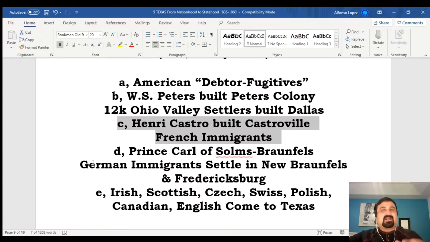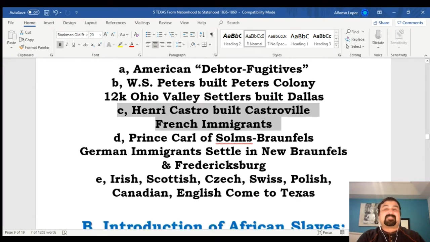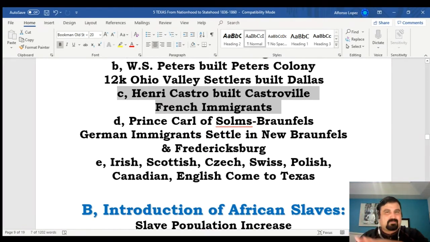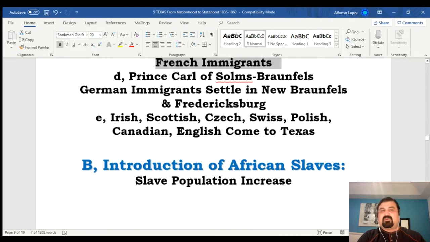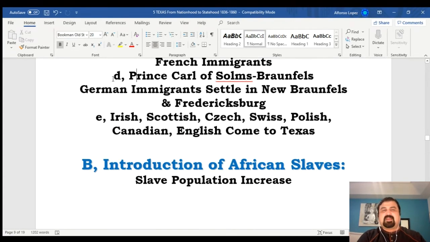Okay, it was a colony where Castro is going to develop the land and bring French immigrants, from France again. They're going to be introduced here as well. So we got, again, people from France. There's Americans. There's also French immigrants arriving and building their own French colony, of course, as well.